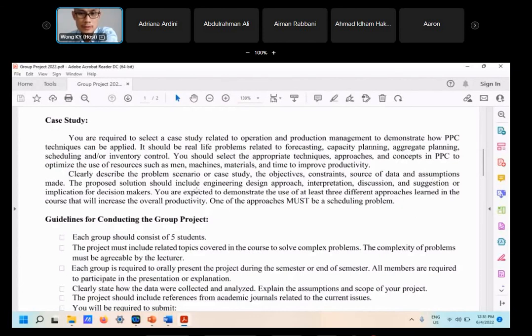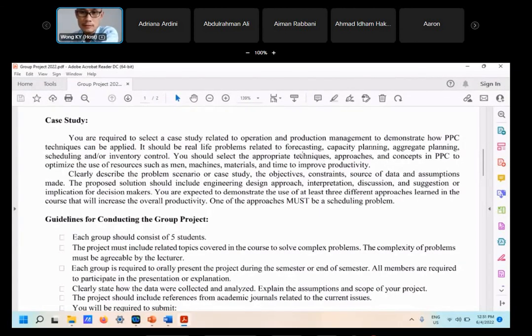What you have to do is solve at least three problems of the company. Therefore, you are expected to demonstrate the use of at least three different approaches that you learned in the course. And one of the approaches must be a scheduling problem or scheduling approach. I hope you understand this.